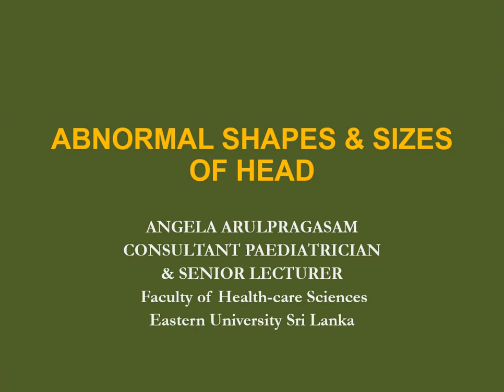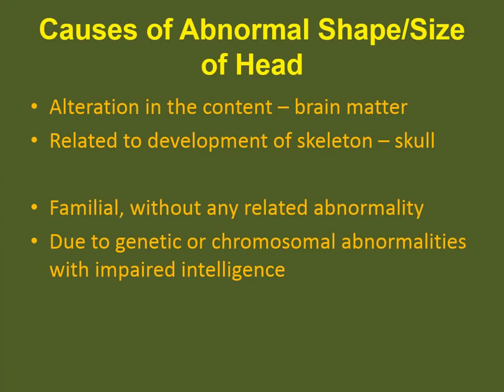Hello dear students, today I am going to speak to you on abnormal shapes and sizes of head. The causes of abnormal shape or size of head depend on the content of the brain, such as the brain matter, CSF, or any other extra cerebral matter such as blood or maybe a tumor. Or it could be related to the development of the skeleton, which is the skull.